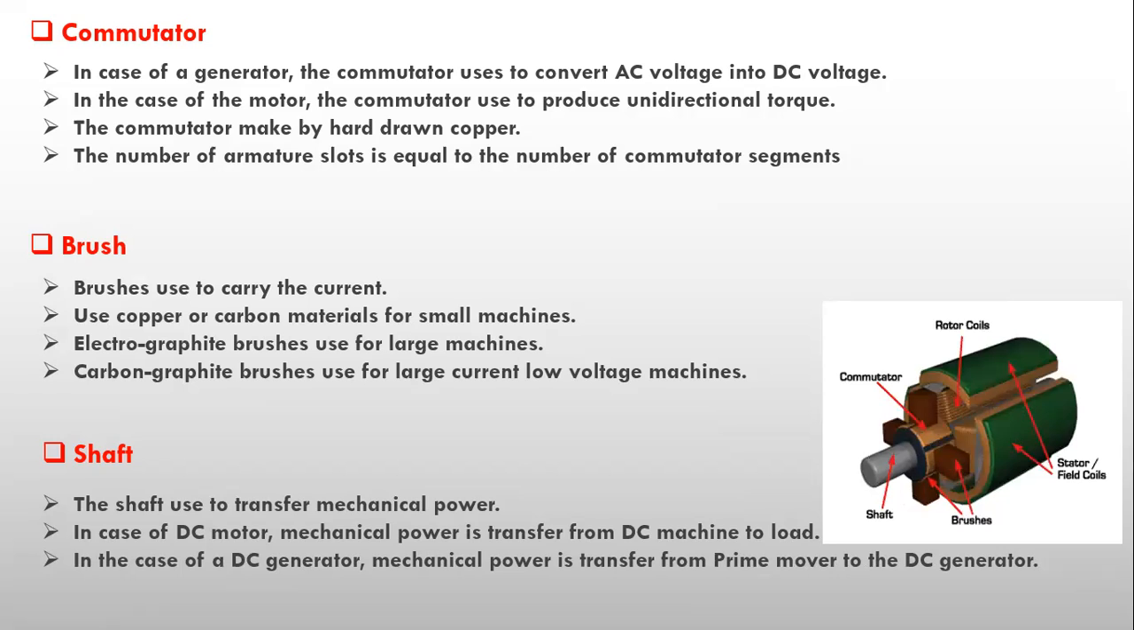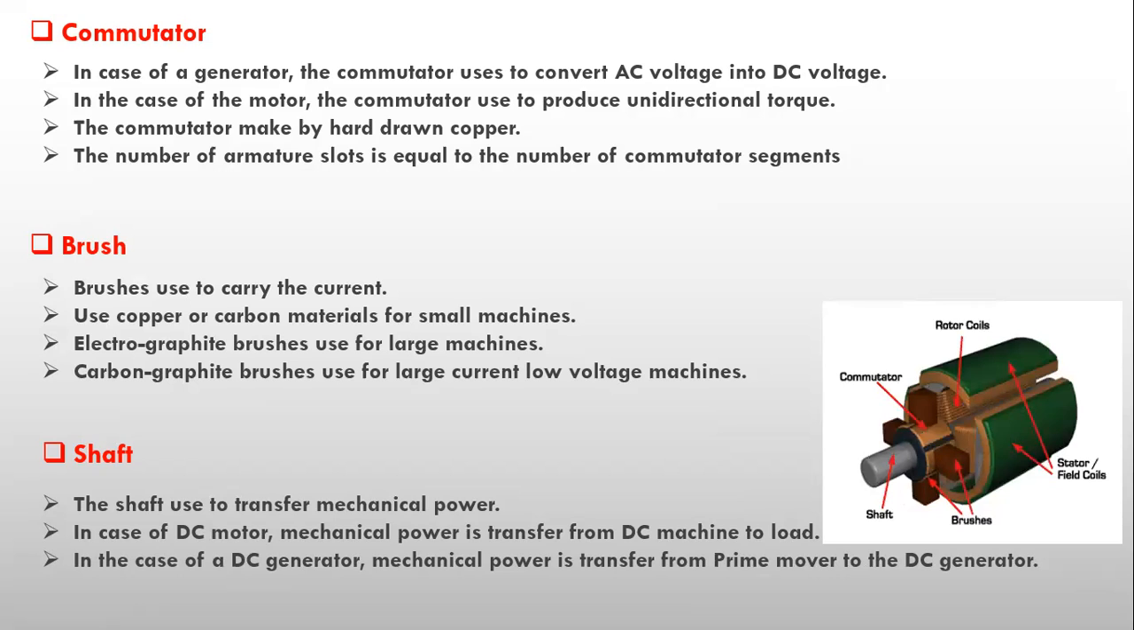Then the brushes. The brushes are used to carry the current or give the current to the armature conductor through the commutator. Brushes are made of copper or carbon materials for small machines. Electrographite brushes are used for large machines, and carbon graphite brushes are used for large current low voltage machines.